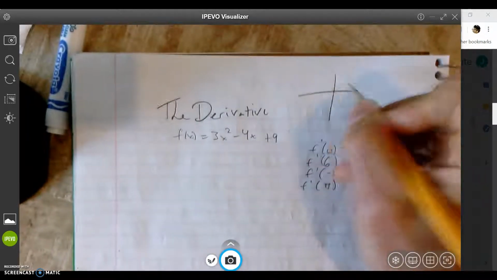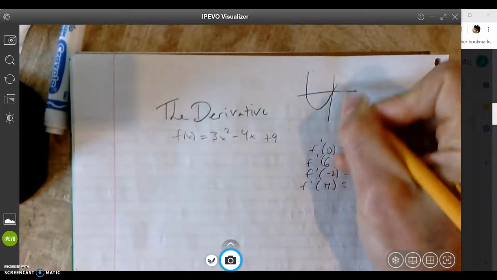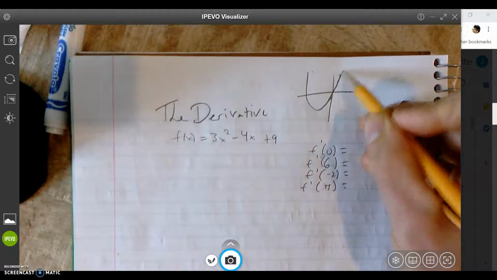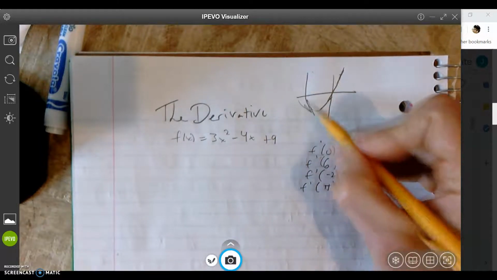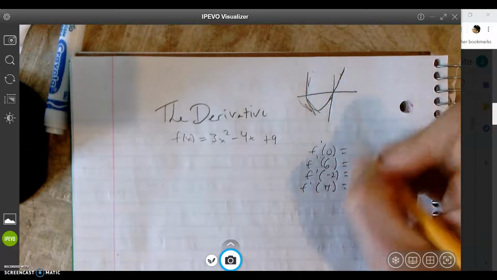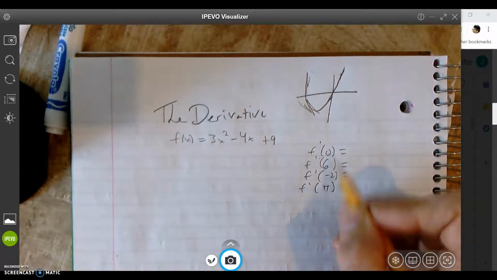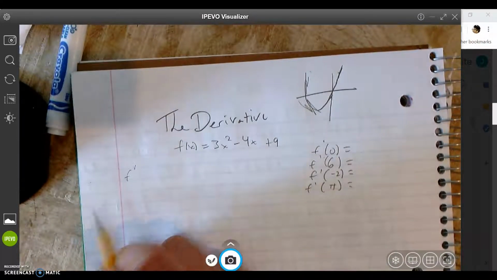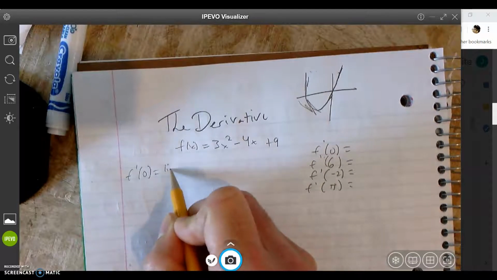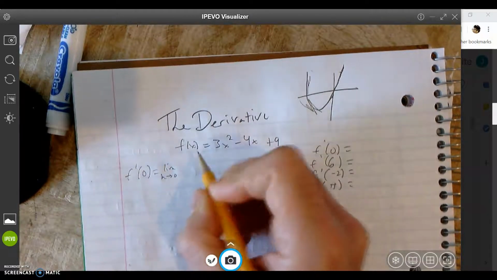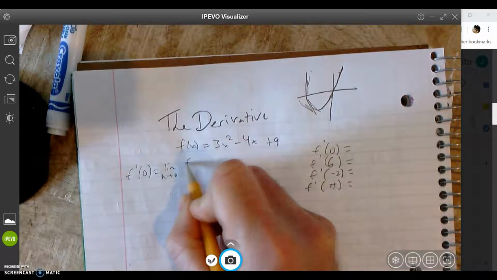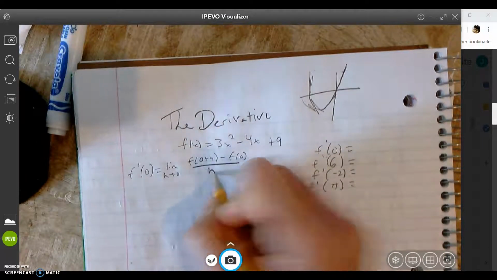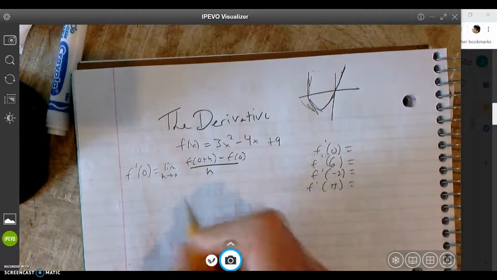So we know that this is a parabola of some sort, like this. And the derivative at 0 and at 6 and at -2 are all going to be different. The derivative at every point is going to be different. So I got to find what that slope is by using our formula. So f prime of 0 is going to be the limit as h approaches 0 of f of 0 plus h minus f of 0 over h. So that's what we always start at, right?